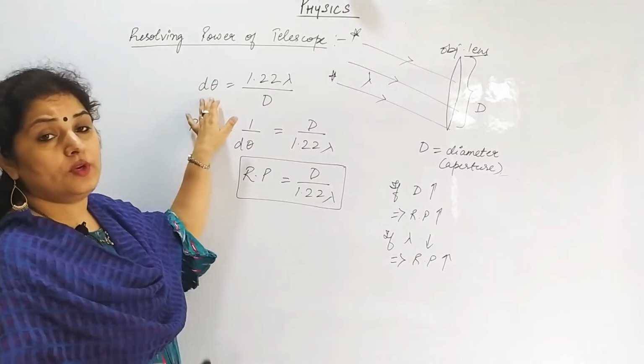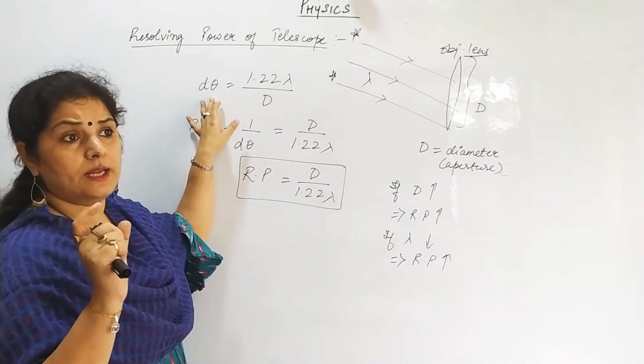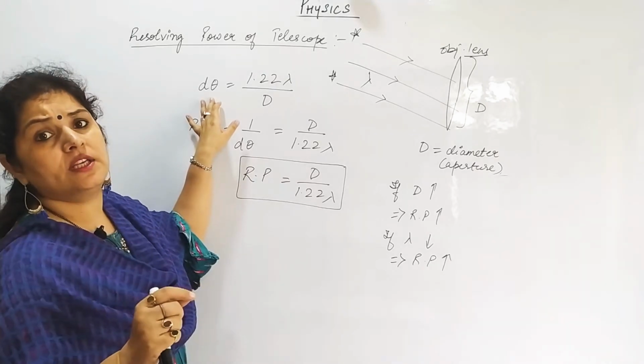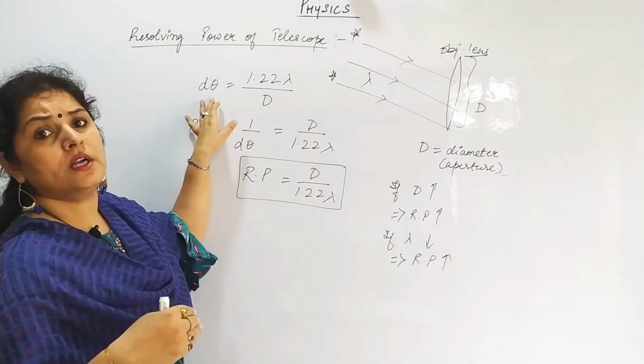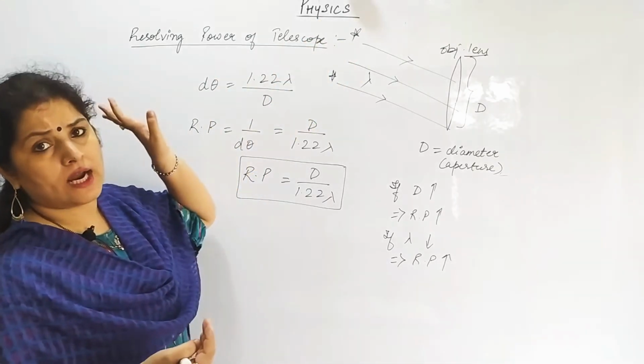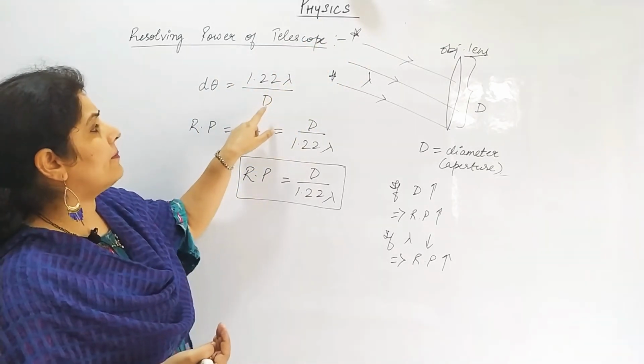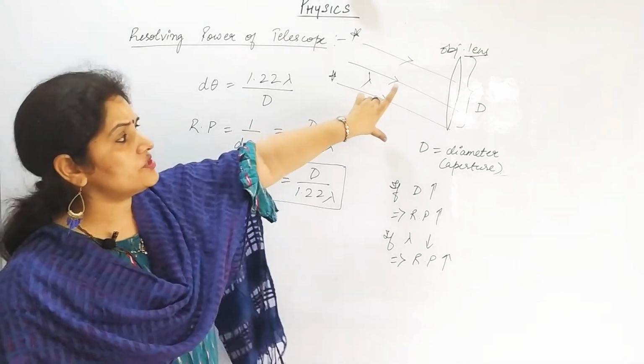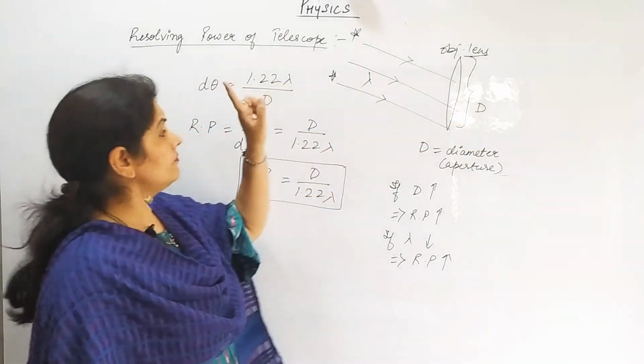So we have learned that the limit of resolution delta theta or d theta is given by 1.22 lambda upon the size of aperture. So the angular separation between any two stars will be 1.22 lambda upon the size of aperture. What is aperture here? D is aperture here, right?